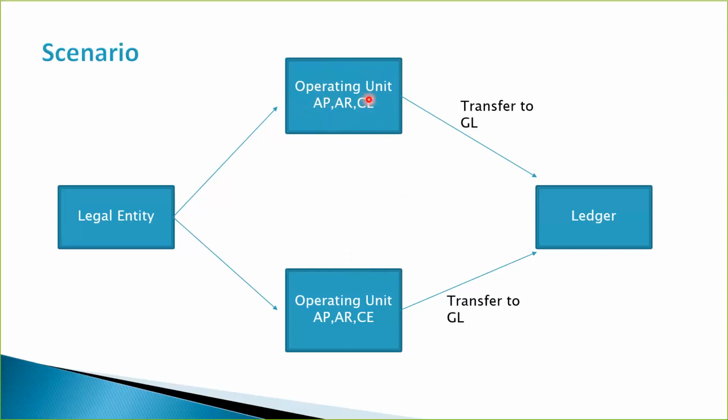So we know that periodically these sub-ledger modules send accounting information to the general ledger. And then we generate reports from the general ledger using all this accounting information. So basically what we are saying is that accounting information is usually sent to the general ledger from the operating units.